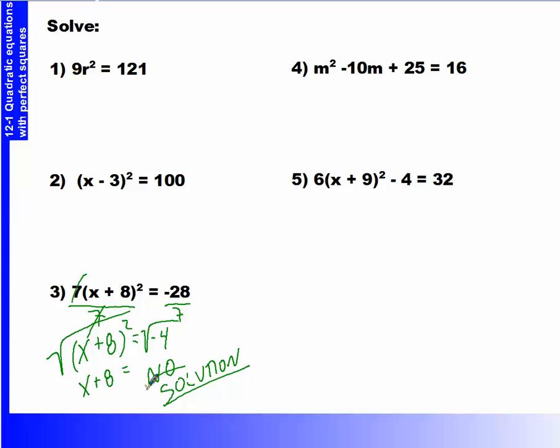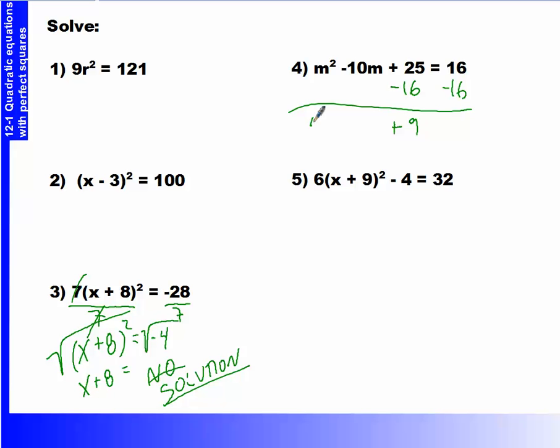So we have a quadratic. How do you solve a quadratic? Well, first you've got to get it to equal 0, then you factor it. So what will I do to both sides to get it equal to 0? Subtract 16 from both sides. So what is 25 minus 16?